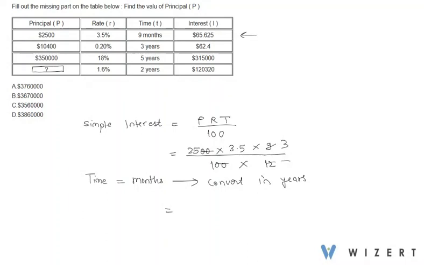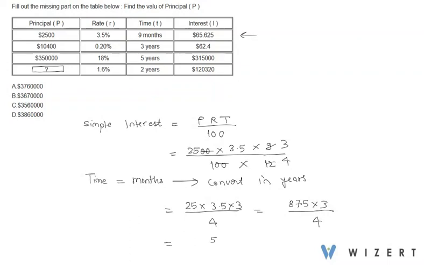3 3s are 9, 3 4s are 12. So 25 into 3.5 into 3 divided by 4, which is equal to, let's see, 25 5s are 125. 25 3s are 75 plus 12 is 87. So this is 87.5 into 3 by 4, which when calculated, 3 5s are 15, 3 7s are 21 plus 1 is 22, 3 8s are 24 plus 2 is 26 divided by 4. So let's calculate this.